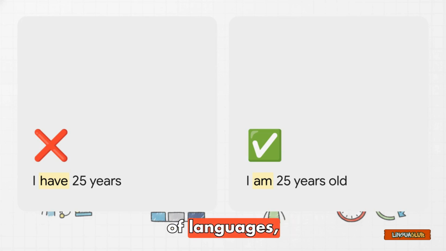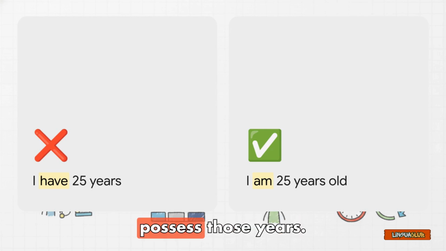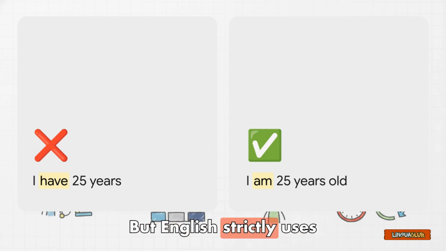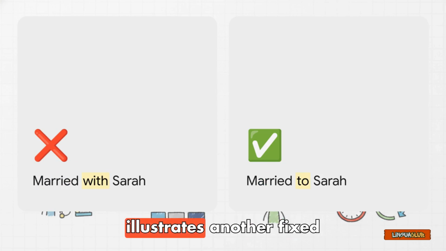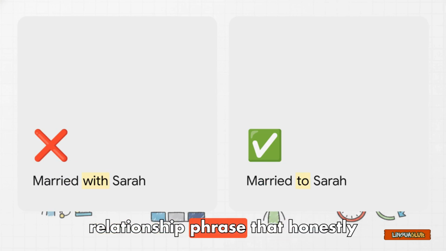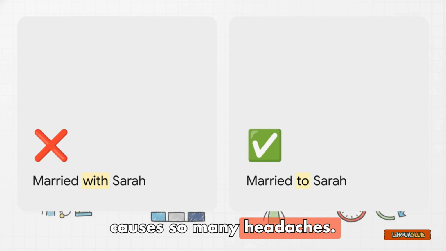Now, in a lot of languages, you'd use the verb to have to express age, kind of like you physically possess those years. But English strictly uses the to be verb for age. For example, the instructor from our source material notes that right now she is 37 years old, and soon she will be 38 years old. We always say I am, you are, or my brother is when talking about age. Never ever use have.